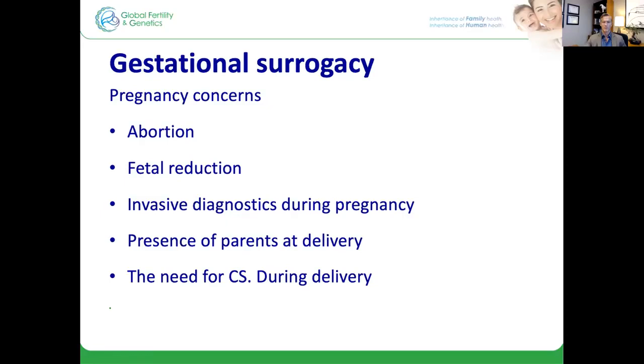If the surrogate will accept the parents to be there at delivery, and usually they do, but this also has to be discussed, and also the degree of involvement of the parents with the surrogates. If the patient needs a cesarean section during delivery or an operative delivery, if it's advised by the physician, will the surrogate agree to that? And all these are important points to go over with the couple and the patient before the match is complete.